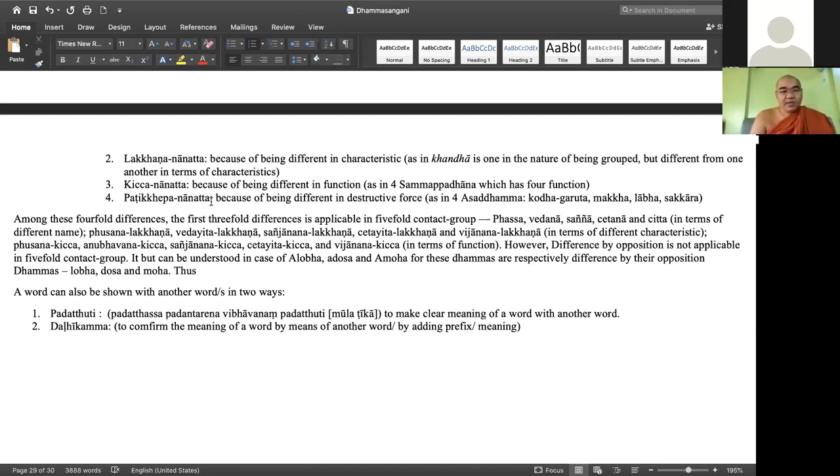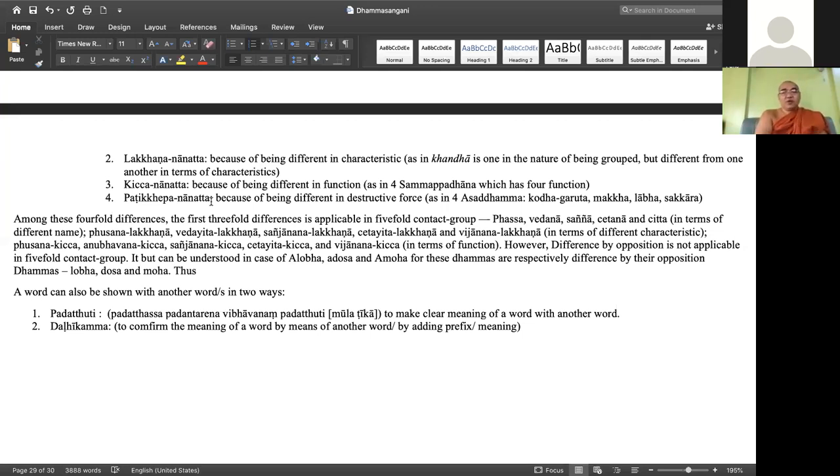But how can we know if we have such a difference in terms of the opposition, in terms of the destructive force? Luckily, we have alobha, adosa, amoha. Opposite to alobha is lobha. Opposite to adosa is dosa. Opposite to amoha is moha, and so on. In this way also we can understand.